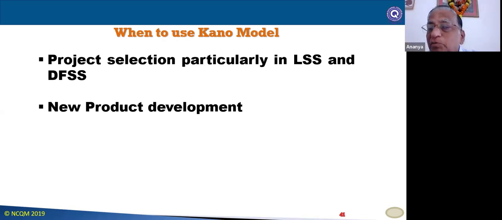So the Kano model talks about continuously changing customer requirements, understanding them properly, and developing the product and features so that you are the first among all. That becomes your USP. Good.